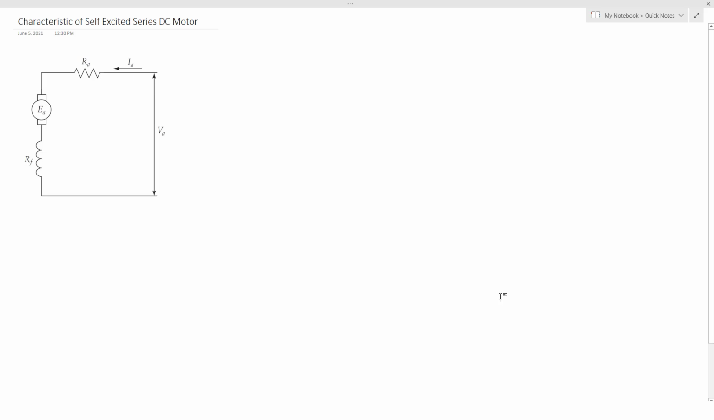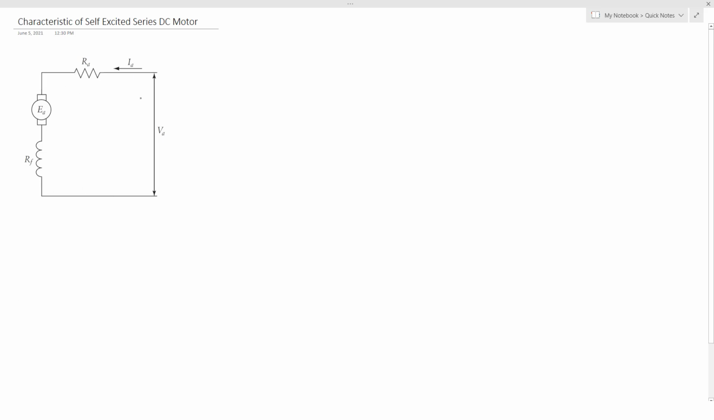Hi everyone. This video will be dedicated to deriving the characteristic equation of the self-excited series DC motor. We can see here from the circuit diagram that the armature current will also pass through the field winding, so both windings will have the same current.